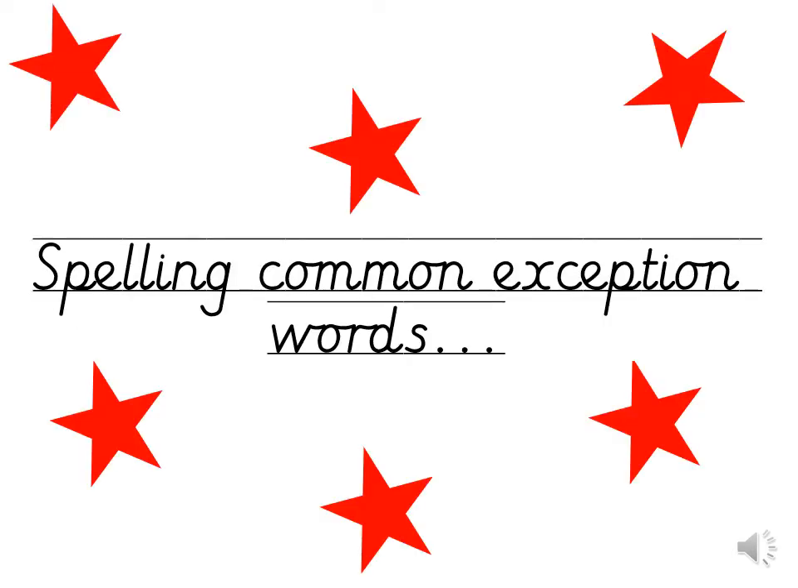It is time for the common exception word quiz. Today we are going to spell the homophones there and there. Now, the first one I would like you to spell is the there that is telling us about where something is. There, telling us about something being somewhere.